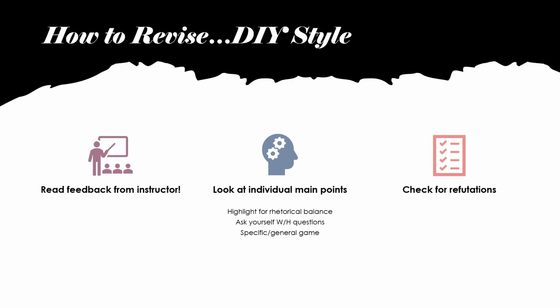When you're also revising, look at your individual main points, the things that are supporting your argument. Highlight for rhetorical balance. So pick one color for ethos, one color for pathos, and one color for logos. And remember, rhetorical balance isn't going to be absolutely equal, like 2 ethos, 2 pathos, and 2 logos per paragraph. But it is going to be balanced because pathos, we don't need a whole lot. Logos, we need a whole bunch. And ethos will depend on your main point. So you may need a lot, you may need only just a little.